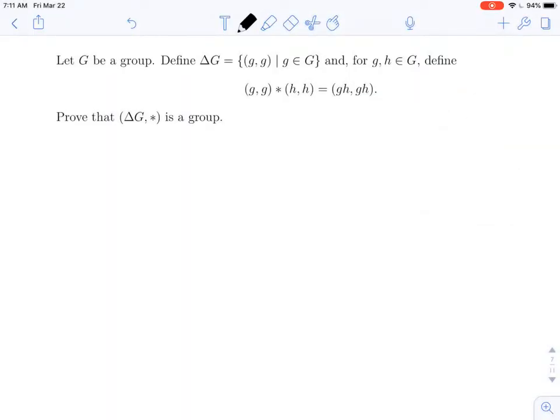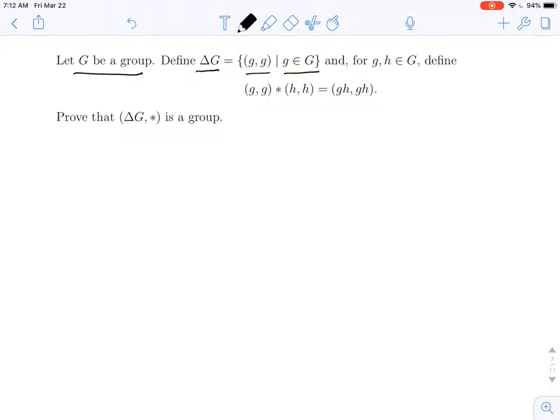Hi everybody. In this video, we're given a group G and then a new set which is called delta G, which looks like pairs, right? Pairs of elements, not the fruit. So the elements all look like (g, g). There's just a repeated element where this g comes from the group G.